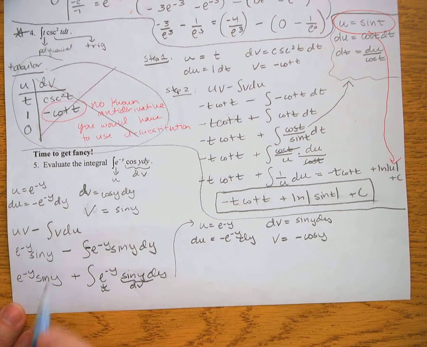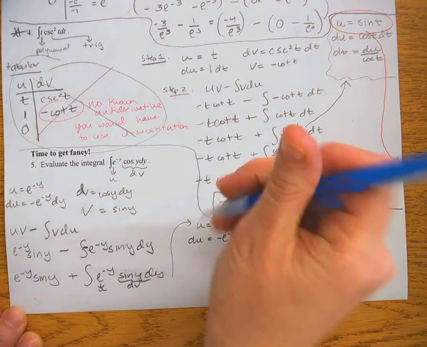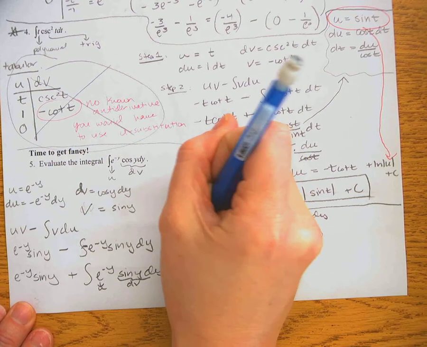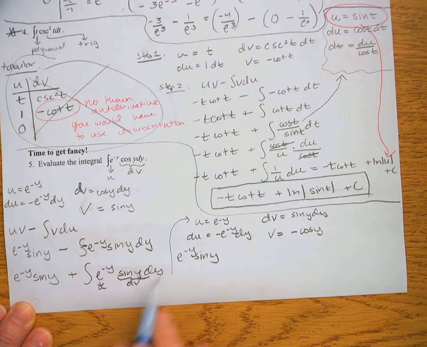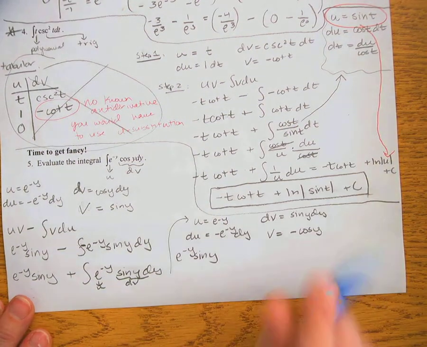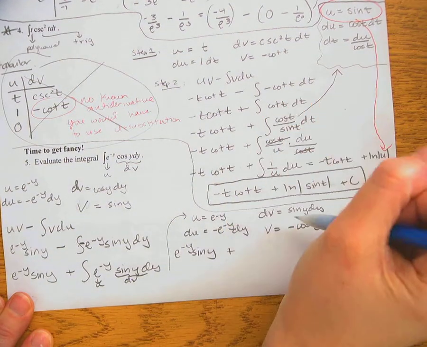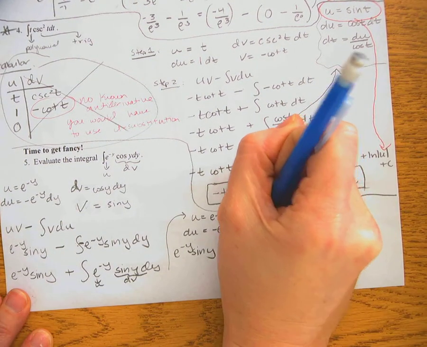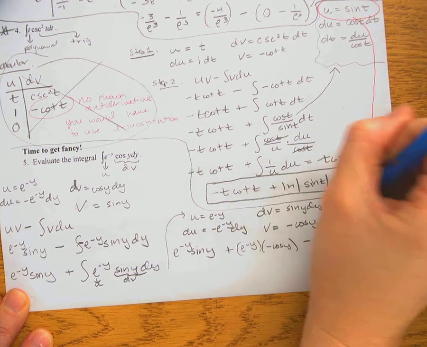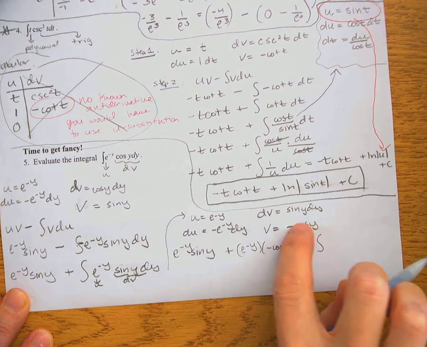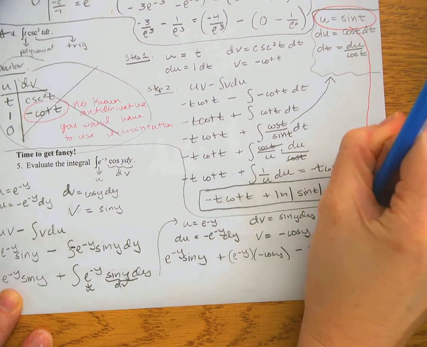And then I have to put it all together. So I've got the uv from before, so I have e to the negative y sine y. And then I have to turn this into uv minus v du. So I have plus uv, which is e to the negative y times negative cosine y, minus v du. And these negatives are going to cancel, so it's e to the negative y cosine y dy.